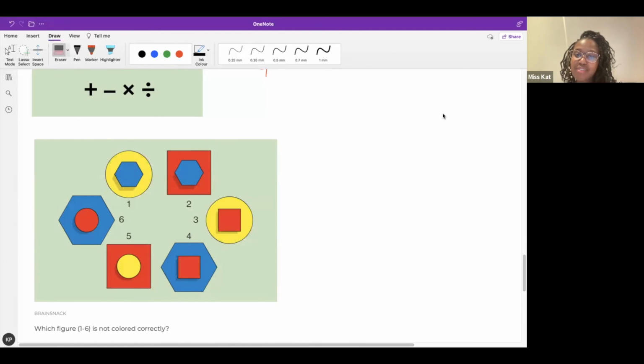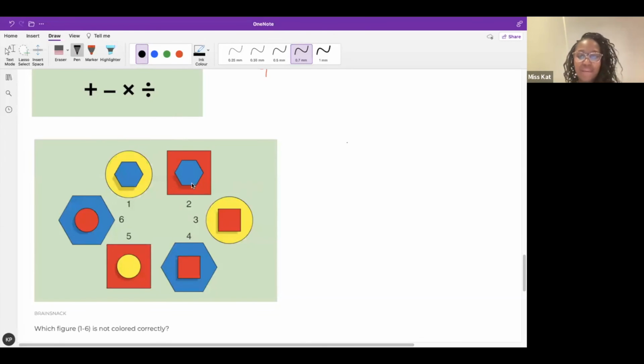Rapapa says either 5 or 6. Someone says 4. Mamelo, do you think you got it? Yes, ma'am. My answer is 6. Why is 6 wrong? Because the circle inside is green and the other one is yellow. Guys, the shapes are the same colors everywhere except at number 6. Nice, Mamelo.